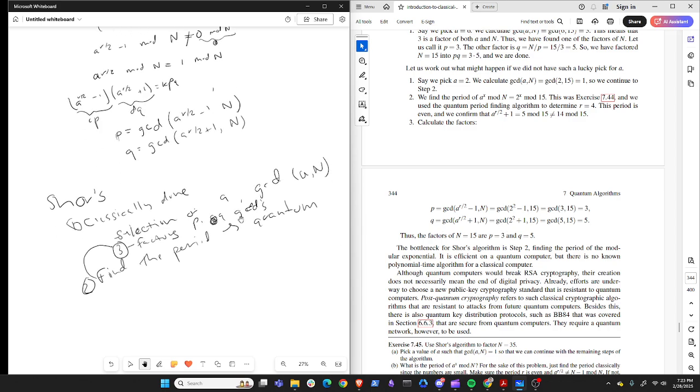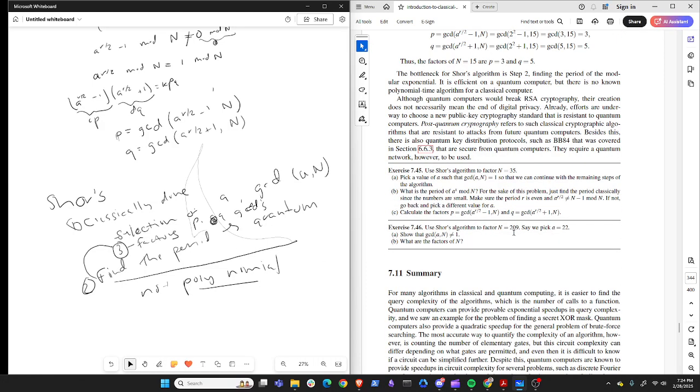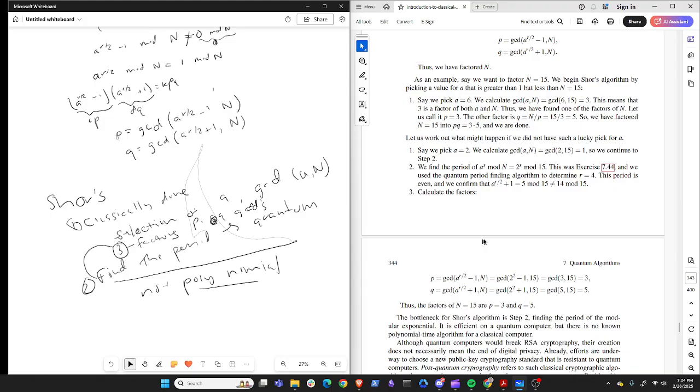Yeah, the bottleneck, as I said here, is the period. There's no polynomial time solution for classical. So the most effective way is to do it with a quantum algorithm.